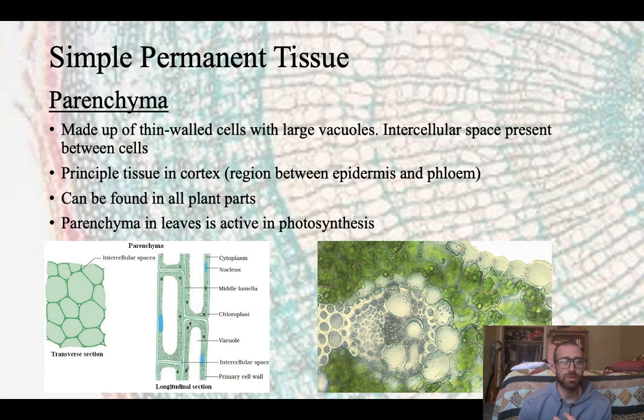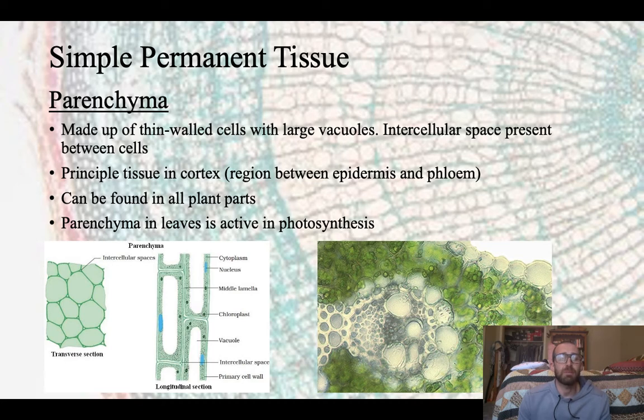It can be used as storage tissue, as I have up there. It's a principal tissue in the cortex, which is this region between the epidermis, which is the outer layer of your stem or your root, and the phloem. And there it acts primarily as a storage type tissue. So it can take on a number of roles in the plant. It's kind of this all around, does a whole bunch of stuff.